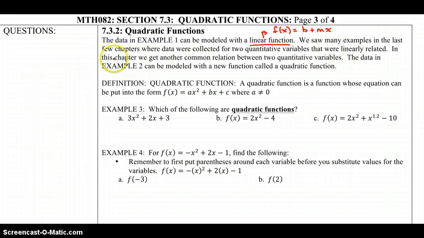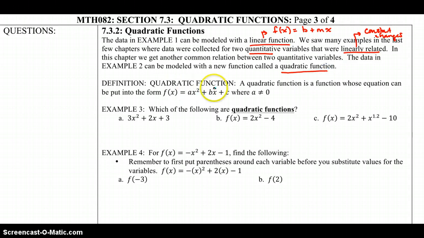We saw many examples in the last few chapters where data were collected for two quantitative variables and they were linearly related. So we had constant changes in both variables. But in this chapter, we're going to get another common relationship between two quantitative variables, which is demonstrated in example 2. The data in example 2 can be modeled with a new function called a quadratic function.